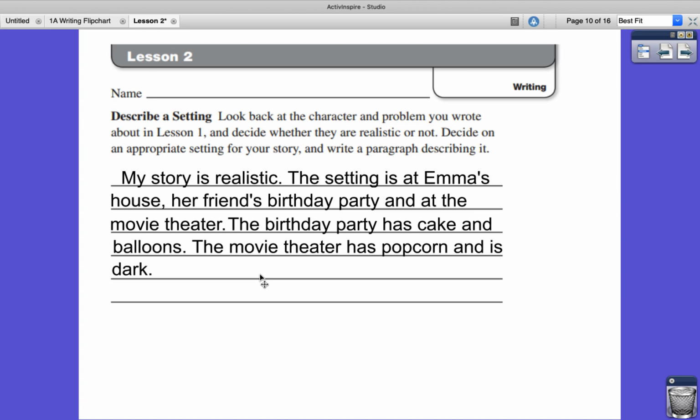Okay, so now it's your turn. You are going to decide whether or not the story you wrote back in Lesson 1 is realistic or not. Describe the setting. Remember, the setting is the time and place, and then describe it. What does it look like? What does it feel like? Maybe what do you see there? Okay, so remember to use your 5 senses.